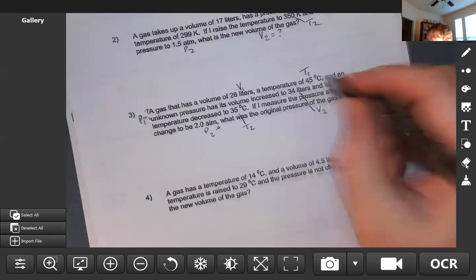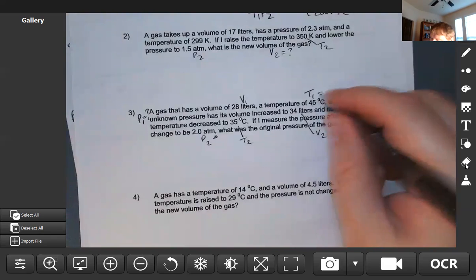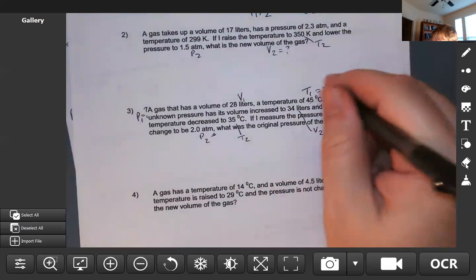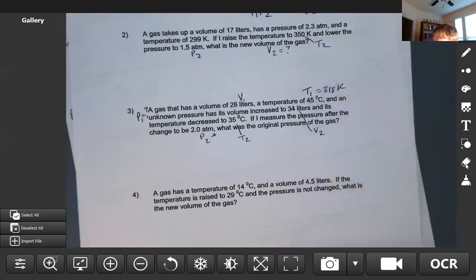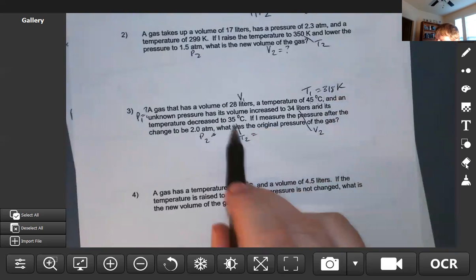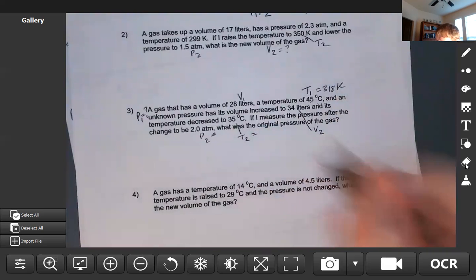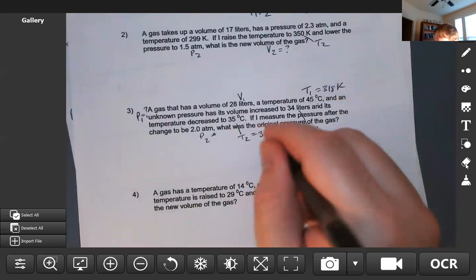All right, let's take care of those temperatures. So remember, Celsius plus 273 gives us Kelvin, so it'll be 318 Kelvin. 35 plus 273 gives me 308 Kelvin.